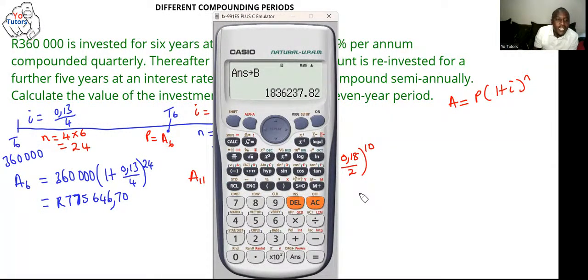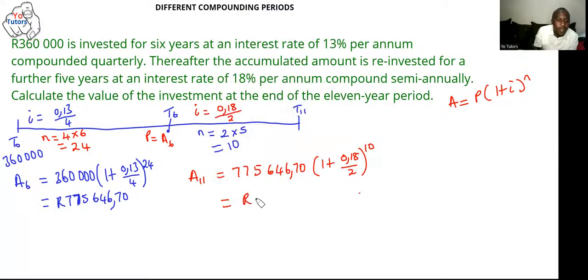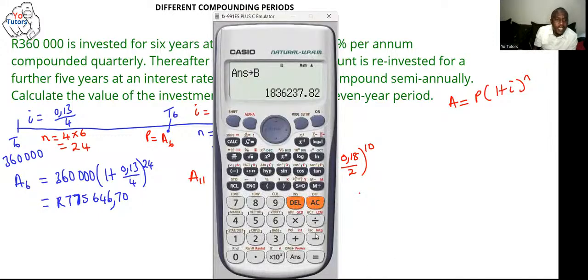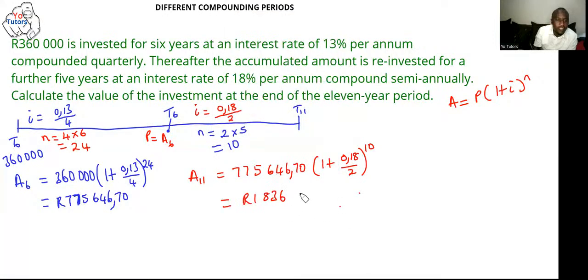It's 1,836,237.82. So that's our value there. That's our final answer. So I hope you guys understand how it's done, how you calculate when the interest is changing.